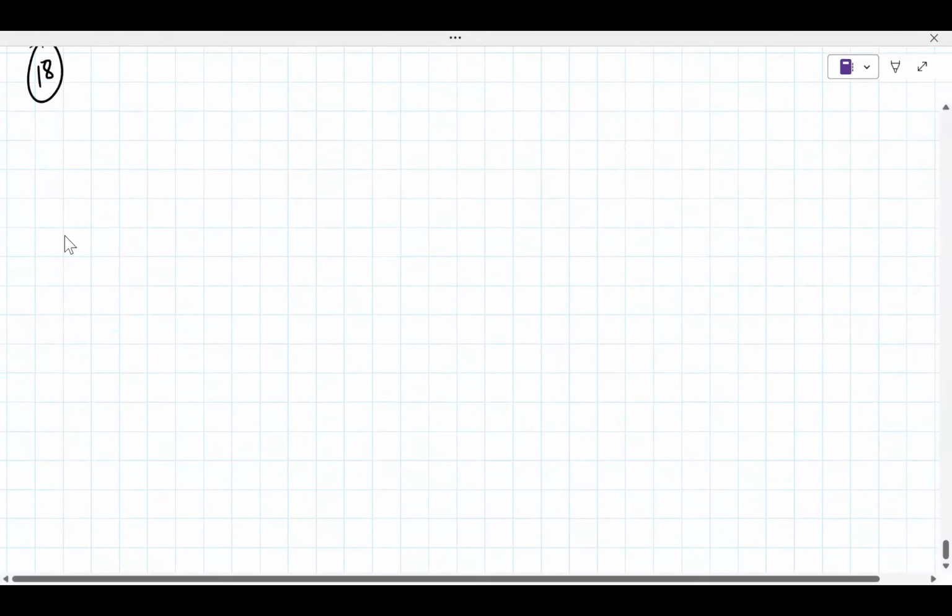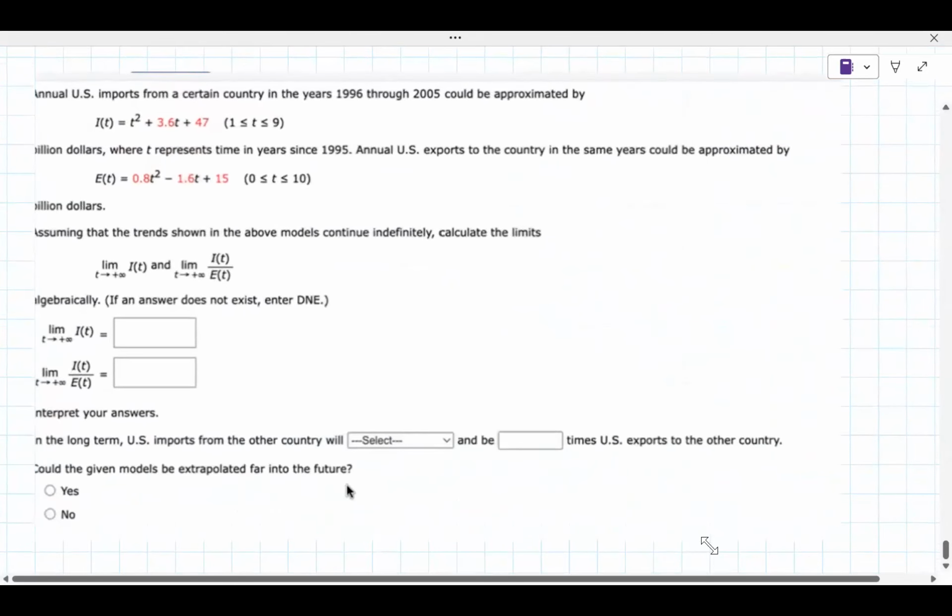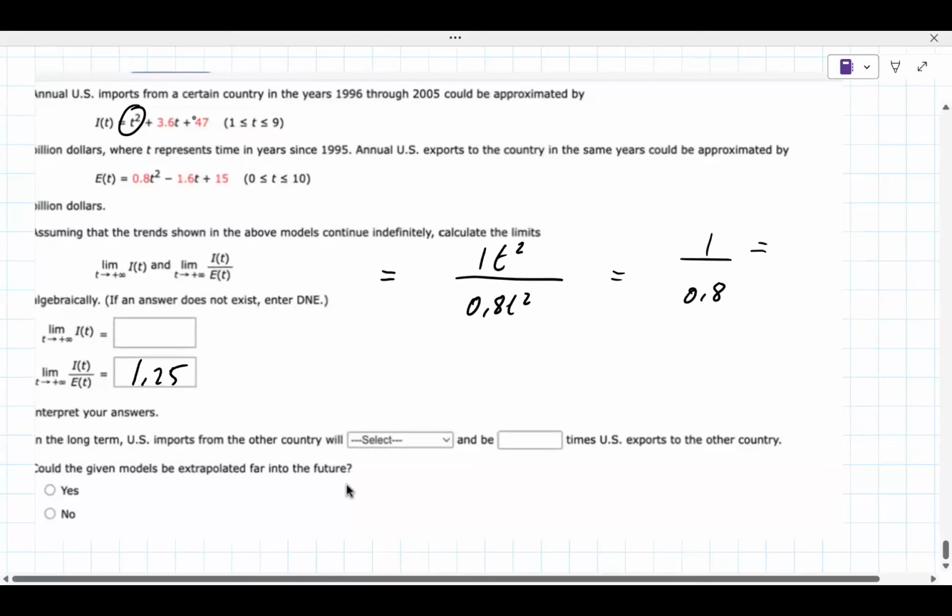Okay, so I guess 18 is the last one. They give you a function I(T) for imports, E(T) for exports, and then they ask you about the ratio I(T) over E(T). You're looking at the power terms, that T squared and then the 0.8 T squared. Since they're the same, it ends up being 1 over 0.8, which is 5/4. I think it's 1.25.